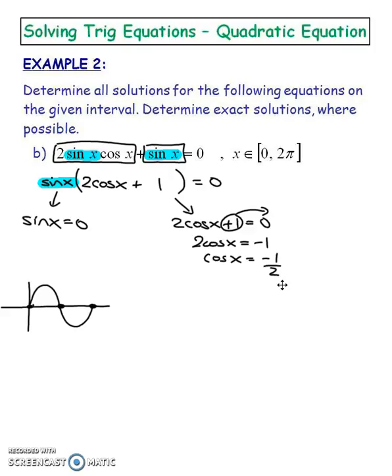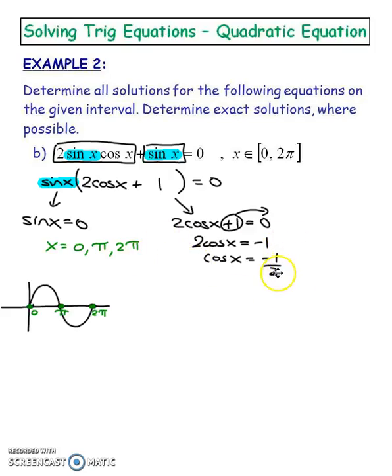Solving each one separately, I'm going to tackle this one first. Like I said, sine equals 0. Now I don't know any special triangles that have a 0 in them, so I'm just going to look at the regular sine graph, and there are 3 positions where it equals 0. That's at 0, pi, and 2 pi. This is one part of my answer. Now we're going to solve this part.